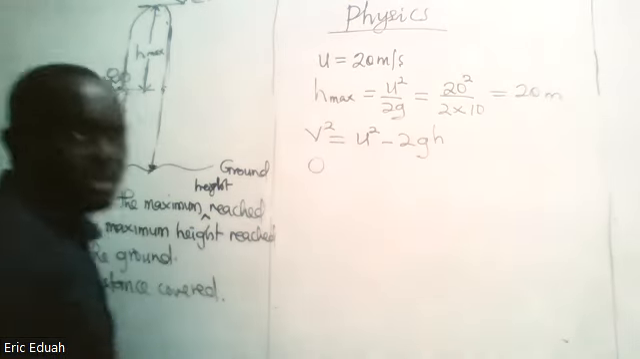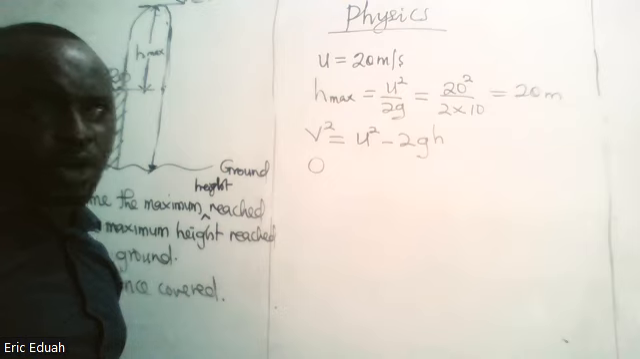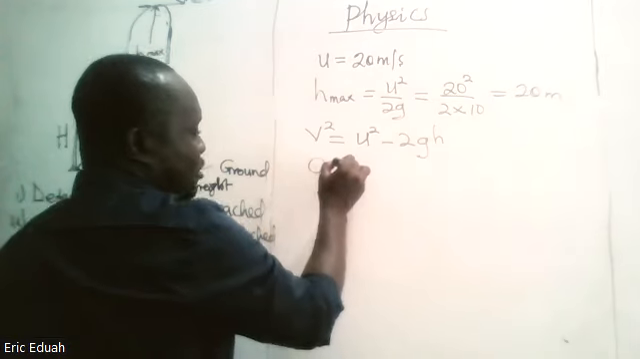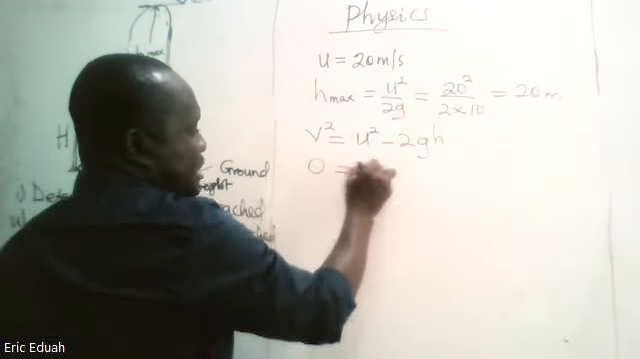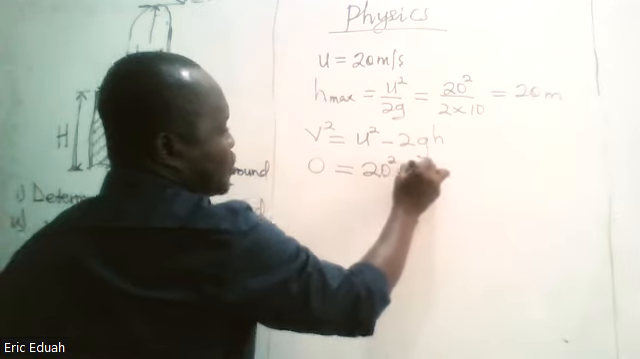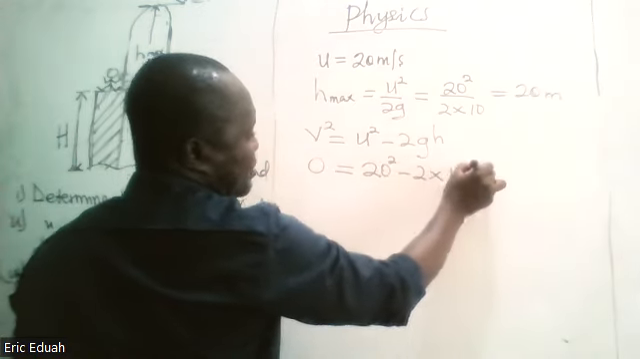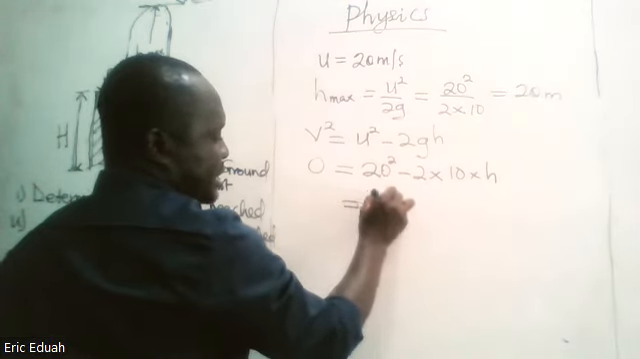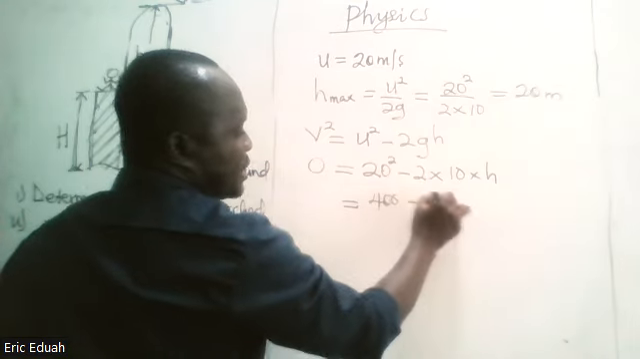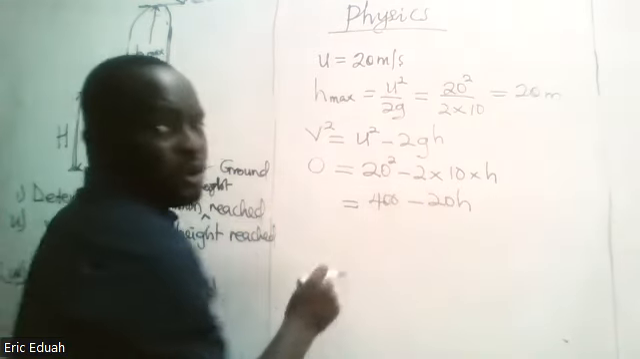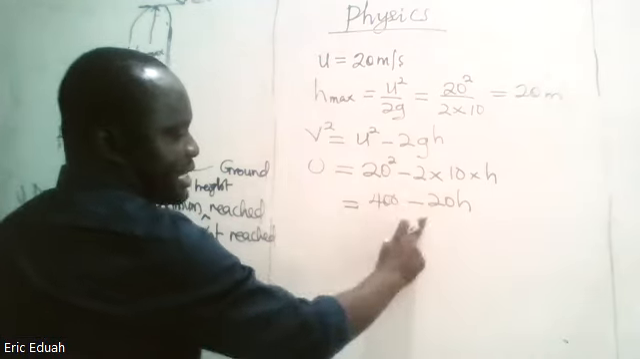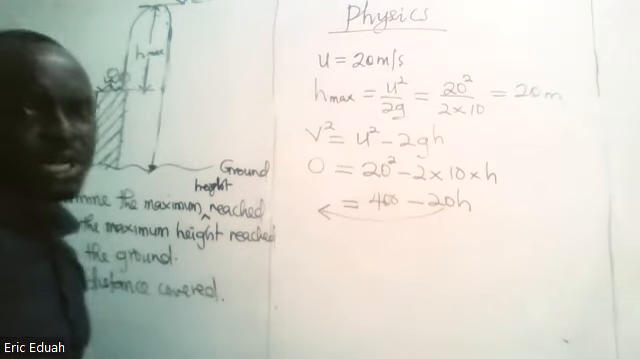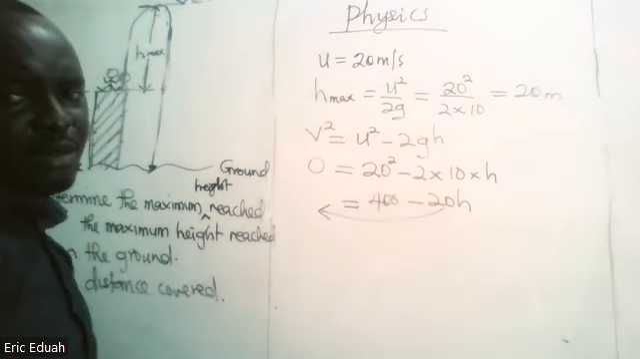So 0, whether you square it or quadruple it, the value is the same. So 0 is equal to 20 squared minus 2 times 10 by h. This is 400 minus 20h. We want to make h the subject. So let's send minus 20h to the other side of the equation and it becomes positive.